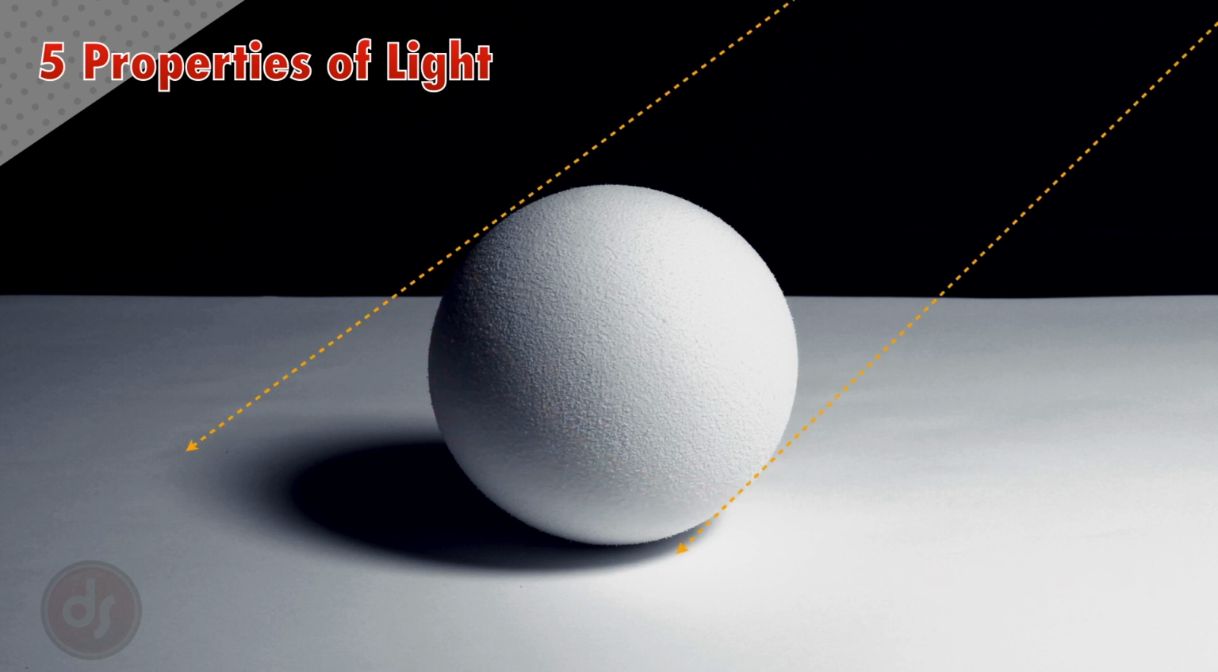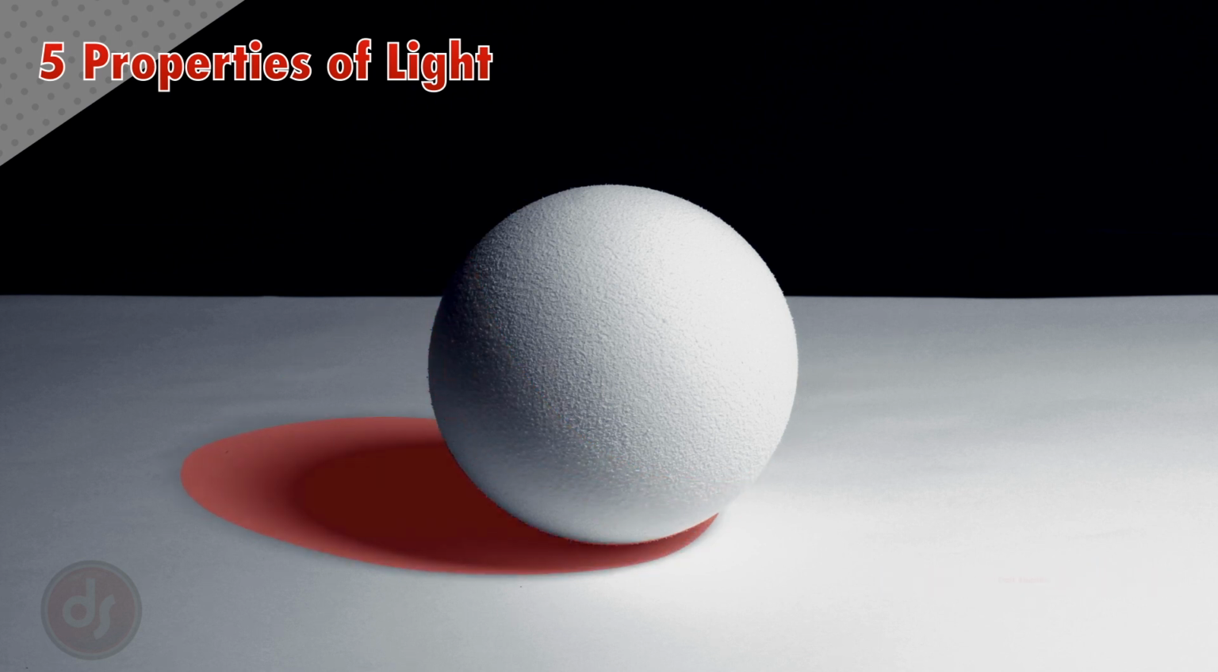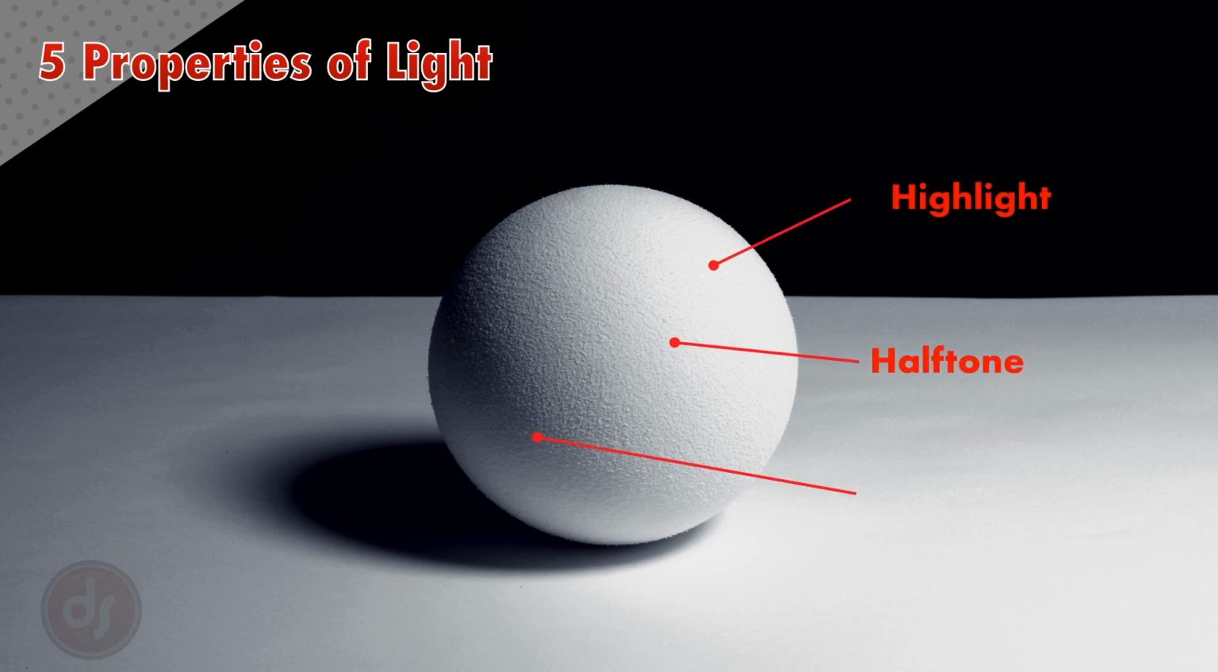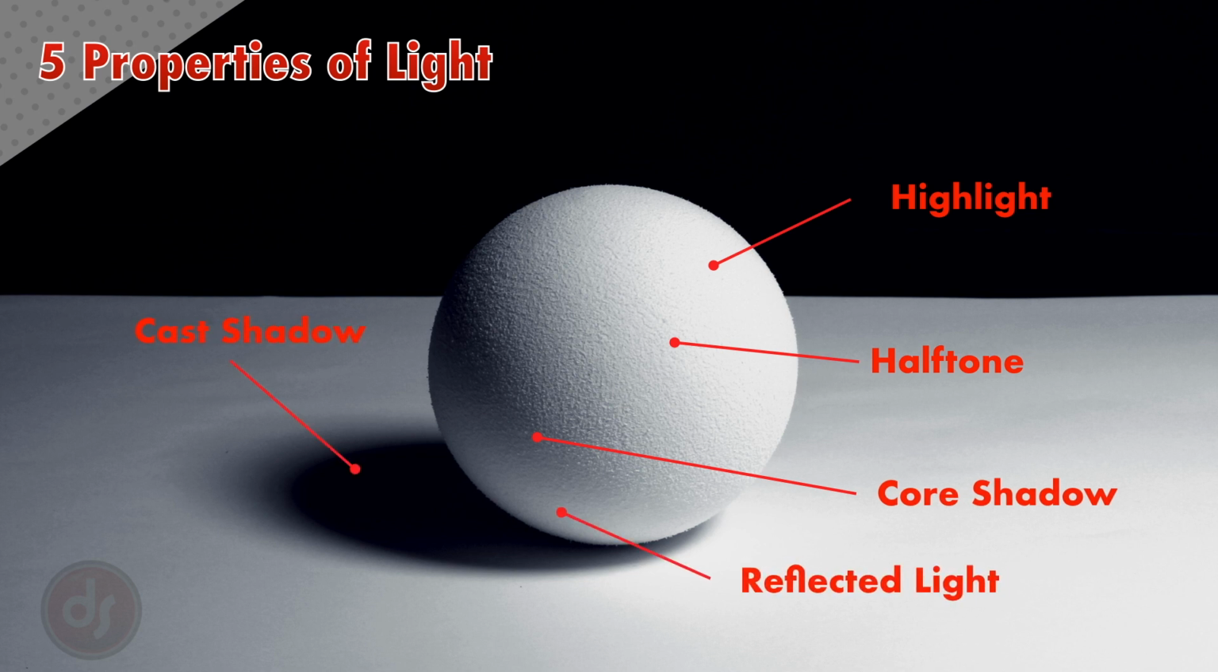A form will also block light from reaching other surfaces. The shadow is cast by the object, so it is a cast shadow. Here they are. All 5 properties of light: highlight, halftone, core shadow, reflected light, and cast shadow. Without all 5 properties of light, your drawings won't appear to have the volume of the three-dimensional world.